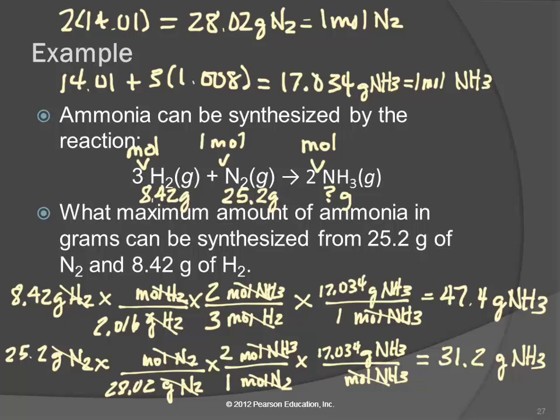So what we figured out is that if we were able to use up all the hydrogen, we could make 47.4 grams of ammonia. If we were able to use up all the nitrogen, we could make 31.2 grams of ammonia. The smaller number is the most ammonia we can make. Because we're making ammonia, we get to 30 grams, 31 grams, 31.2 grams, and we run out of nitrogen. You can't make any more. If you had more nitrogen, you could make more, but you do not have more nitrogen.